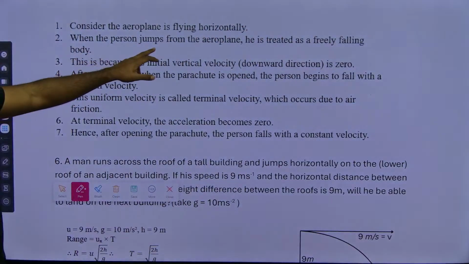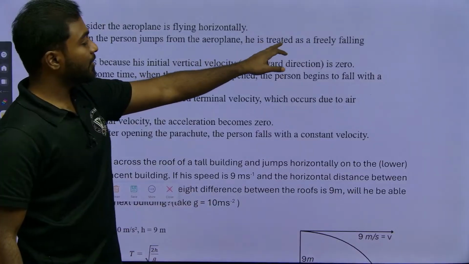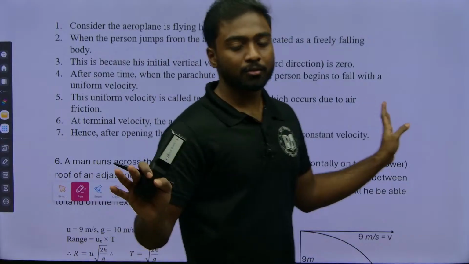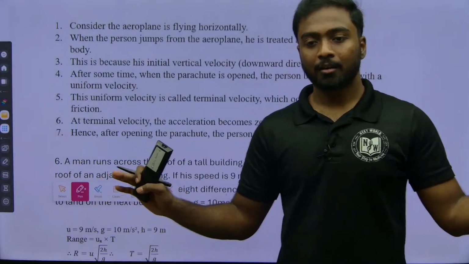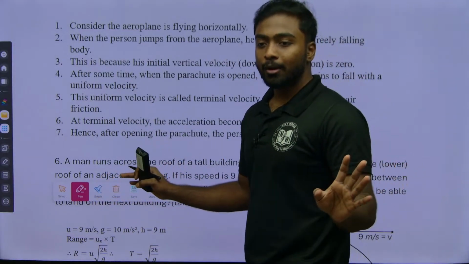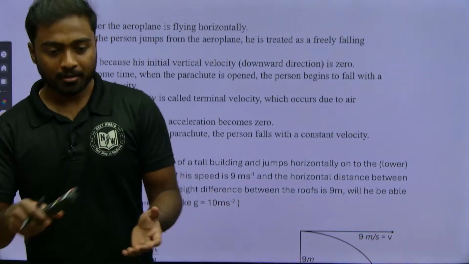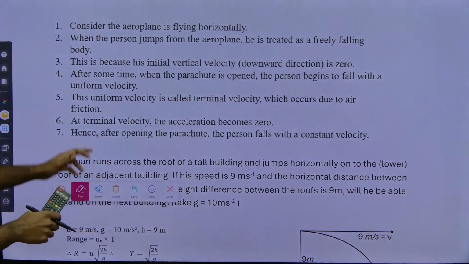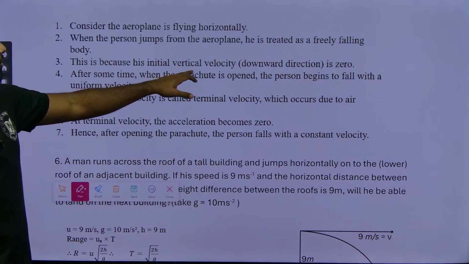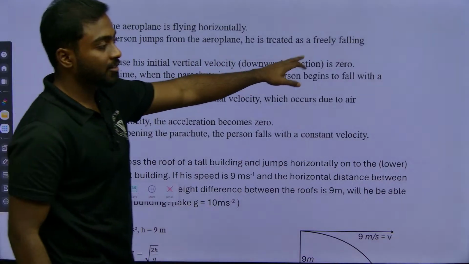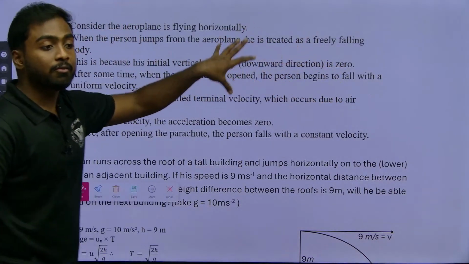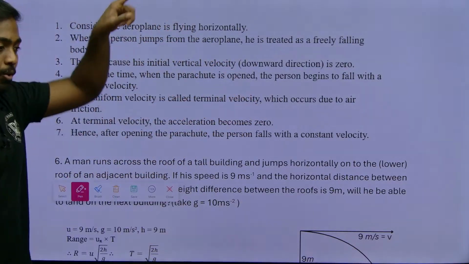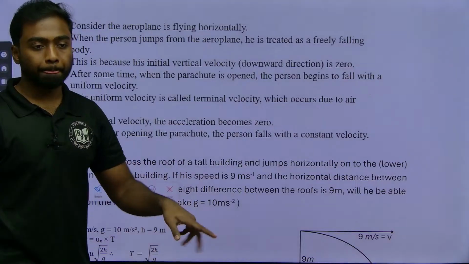When a person jumps from the plane, he is treated as free falling. That's it. He has jumped, and he is treated as free falling. He is not applied any velocity. If I leave this object, yes, it is free fall, because its initial vertical velocity in the downward direction is 0. That's the question we have solved as a numerical in the previous questions. So in the vertical direction, velocity will be 0.